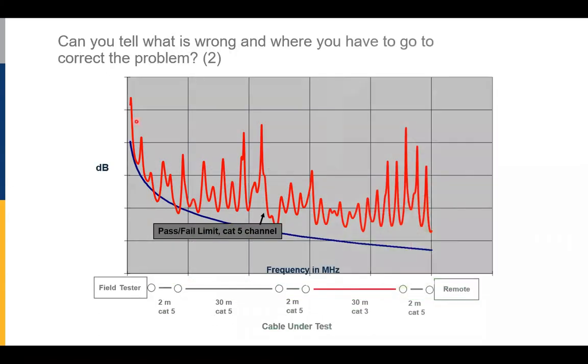Now, why is this important? Let's take a look at that test result again. And just for fun, instead of having the limit line being red, I've made the limit line blue here and the test result and the measured value red.